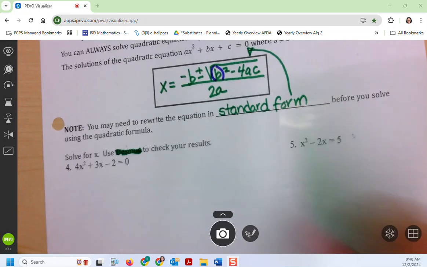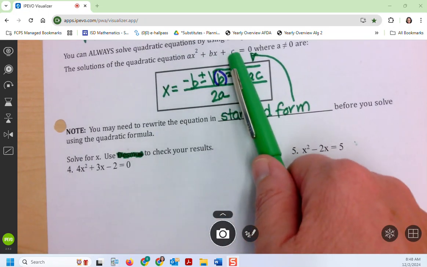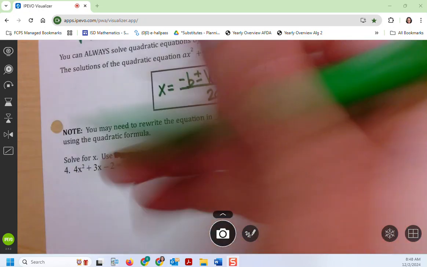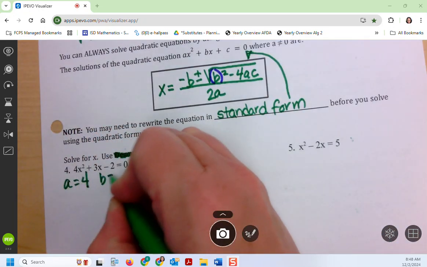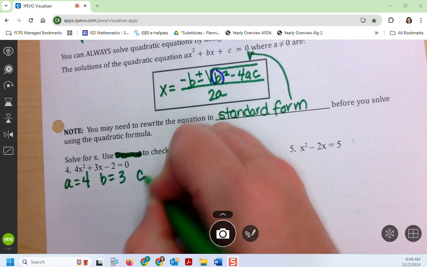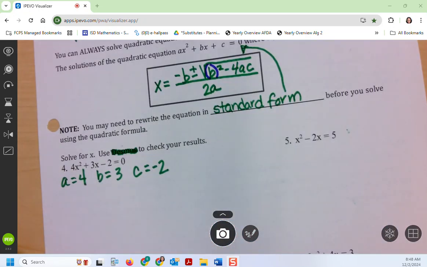So notice A is in front of x squared, B is in front of x, and C has no x on it. So my A is 4, my B is 3, and my C is -2. Now, most of us cannot do this in our heads, including me. So I'm going to suggest you grab a calculator and get one for your group.